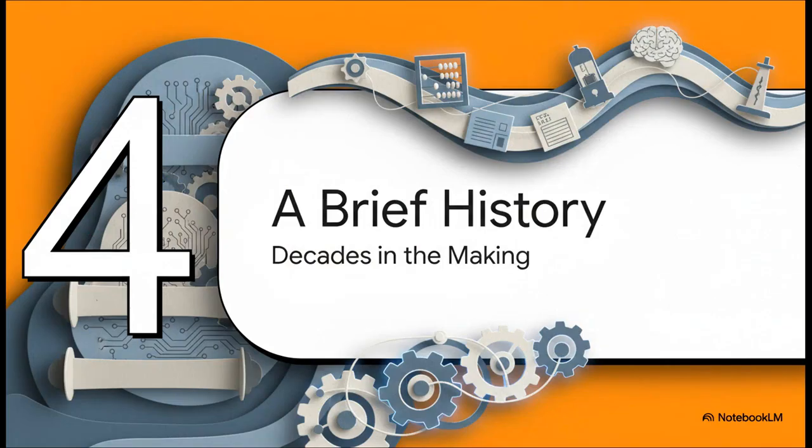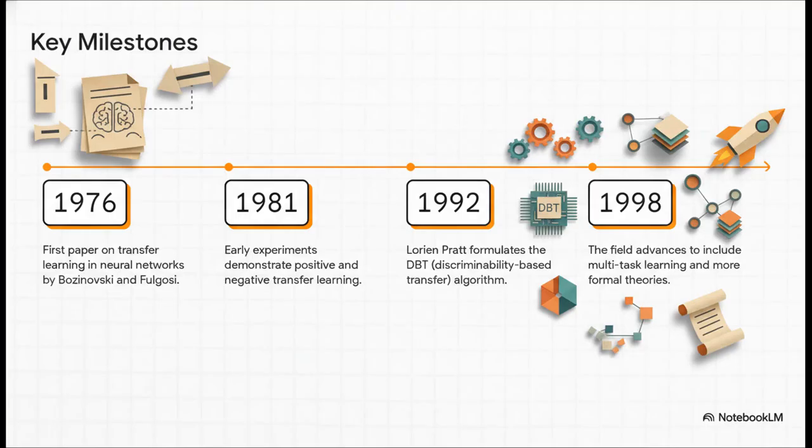Now, you might be thinking this is some brand new cutting-edge idea. But what's really fascinating is that the roots of this go back decades. Yeah, decades. This is not some recent breakthrough. It's actually the result of a long, steady evolution in AI research. Look at this timeline. The first paper on this topic came out way back in 1976. And then throughout the 80s and 90s, researchers were developing more formal theories, really laying the groundwork for all the incredible AI advancements we see today. So yeah, this idea has truly been a long time in the making.